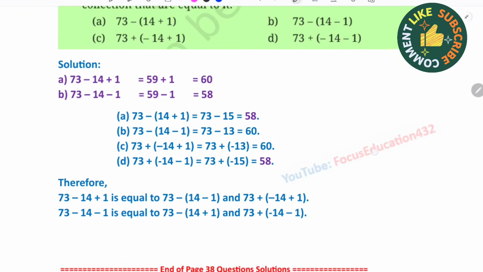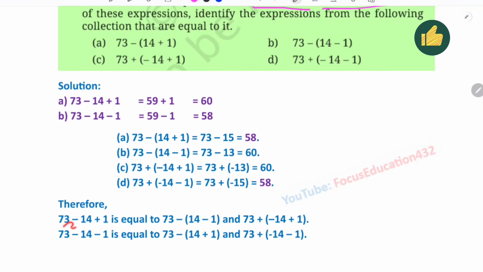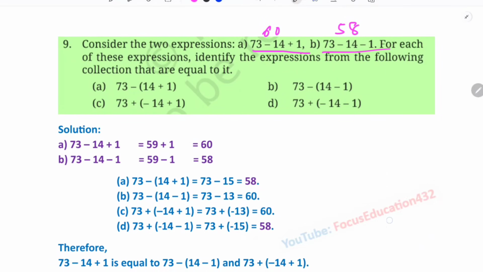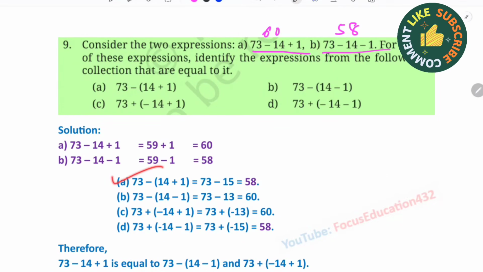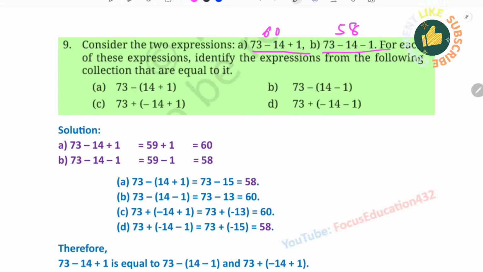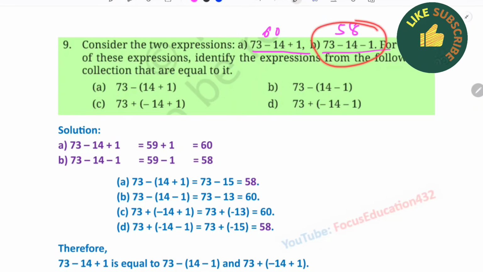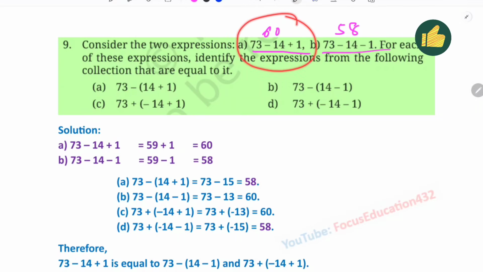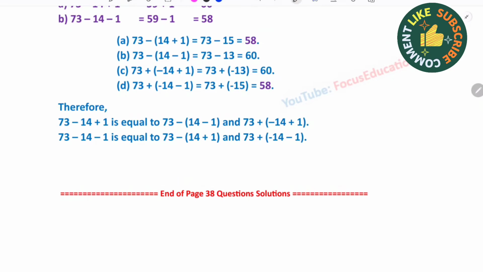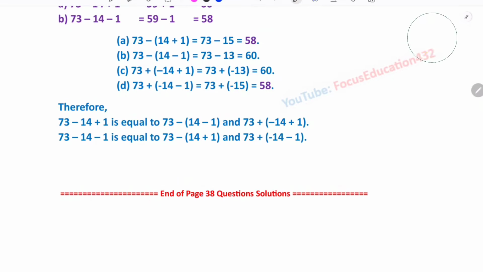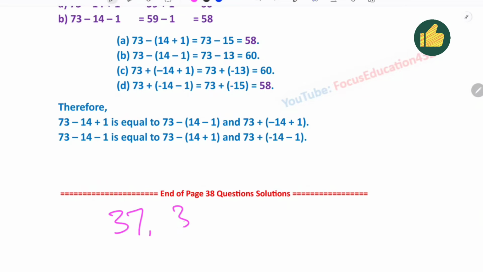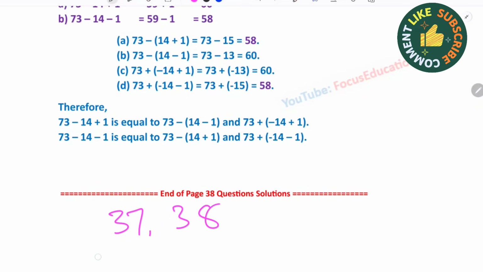So finally we write here, therefore 73 minus 14 plus 1 is equal to whatever matches with this one. So A and D match with this one. You have to write that. And B and C options match with the A. That's what you have to write here. With this we have completed the end of page 38. So in this video I have done pages 37 and 38 completely.